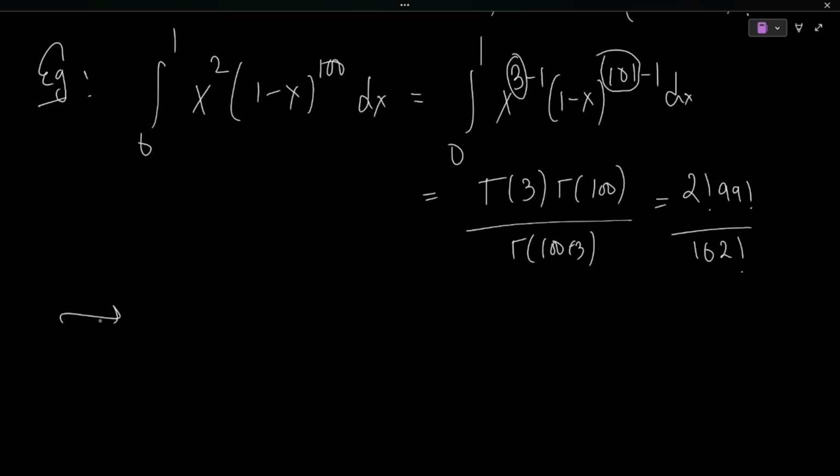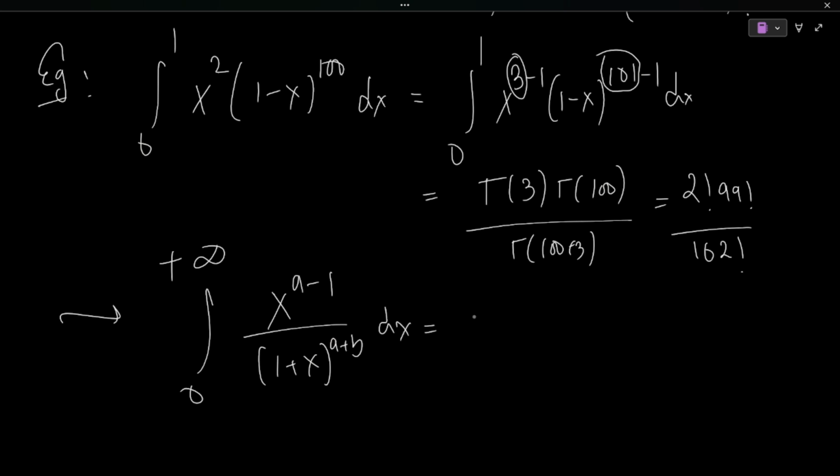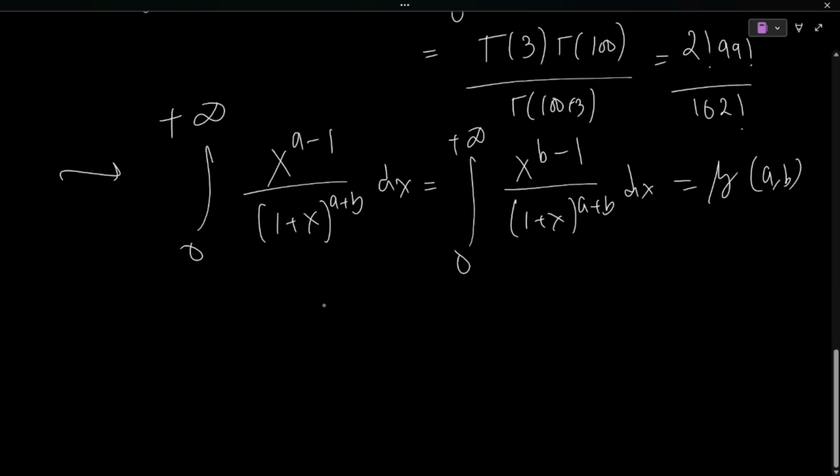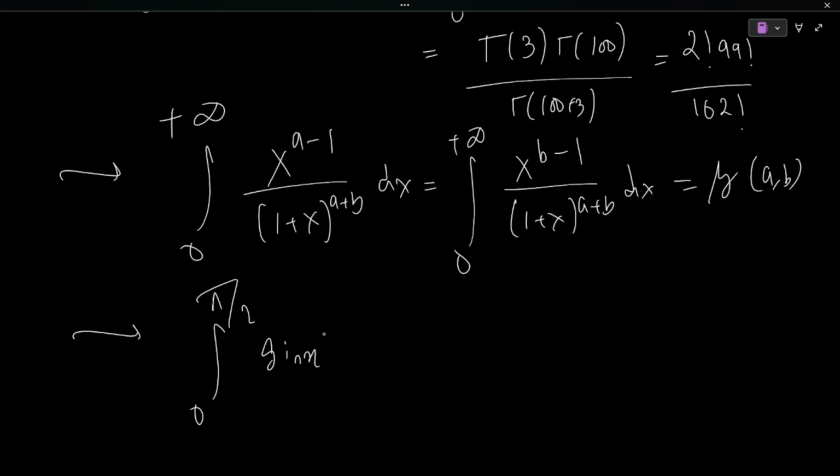Again, the beta function can also be represented in a similar form, which is this: the integral from 0 to positive infinity of x to the power a minus 1 whole by (1 plus x) whole to the power a plus b. This is also equal to the beta function, and so is this: the integral from 0 to positive infinity of x to the power b minus 1 whole by (1 plus x) whole to the power a plus b dx. Both of these equal the beta function. Good.